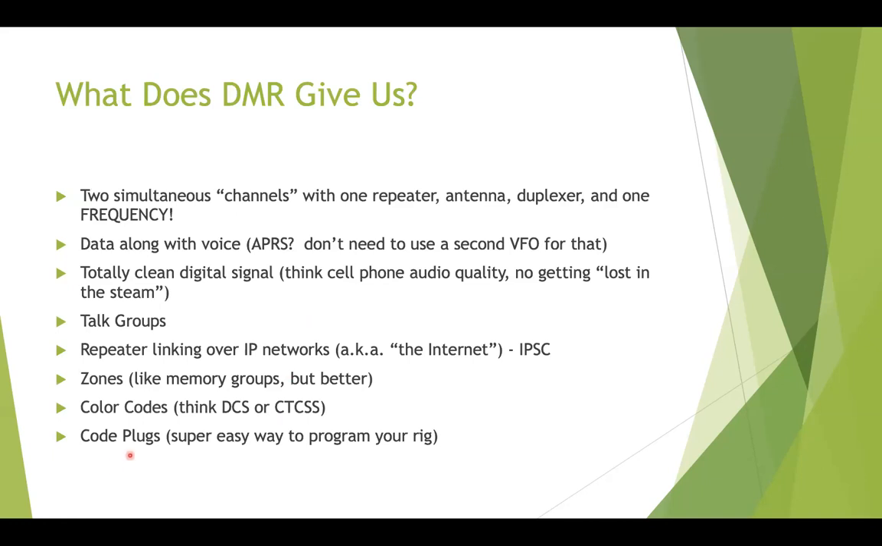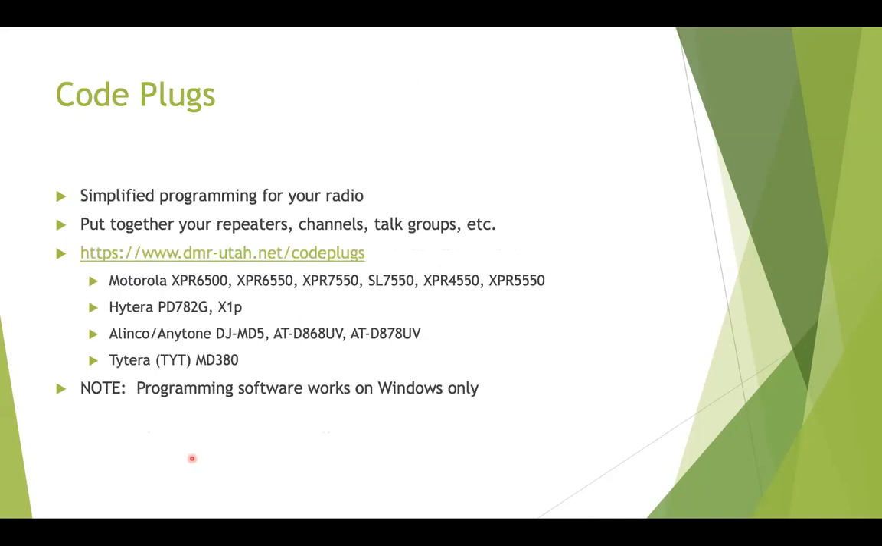Code plugs are another DMR feature. It's basically a super easy way to program your rig. All you have to do is download a code plug and away you go, right? You push that code plug onto your radio and it has all of the information about it. It lets you associate your repeaters, your channels, your talk groups, and any individual radio users that you want to have a connection or have their personal information in your radio, so that if they're talking, you get a little display that shows who they are and where they're at, that kind of thing.